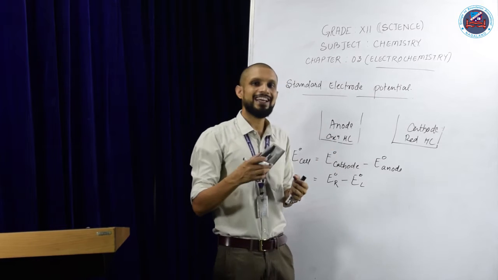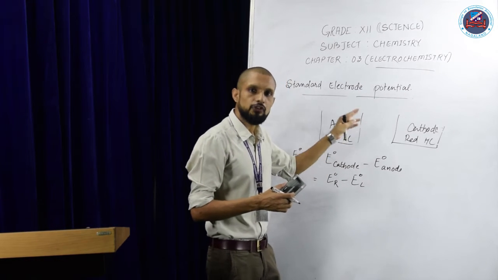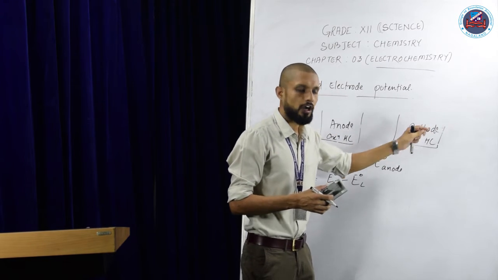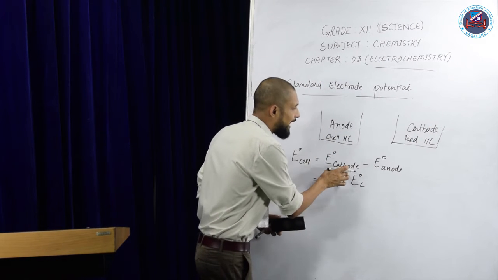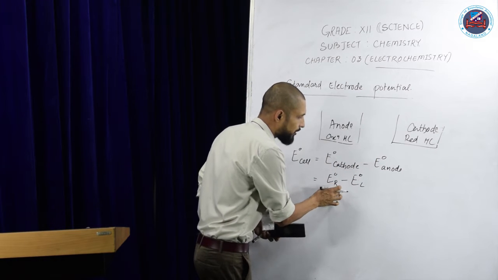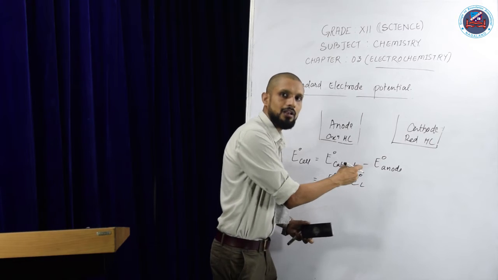Now, if you see the electrochemical cell, you'll find the anode is always placed on the left hand side and the cathode on the right hand side. So instead of writing E cathode minus E anode, we can also write E R, that is on the right hand side, minus E L, that is on the left hand side.